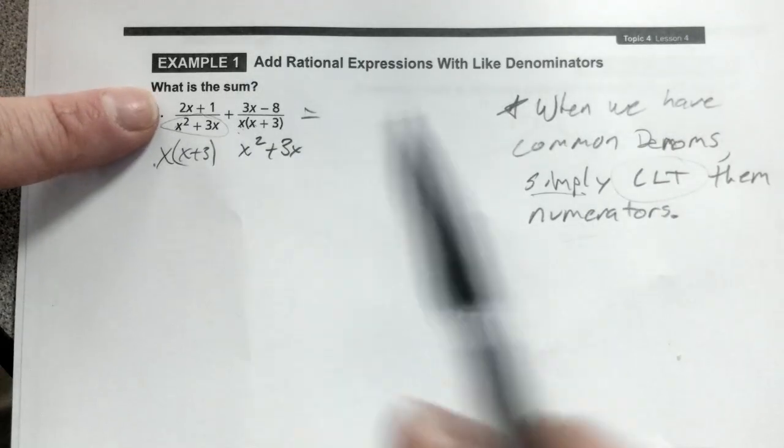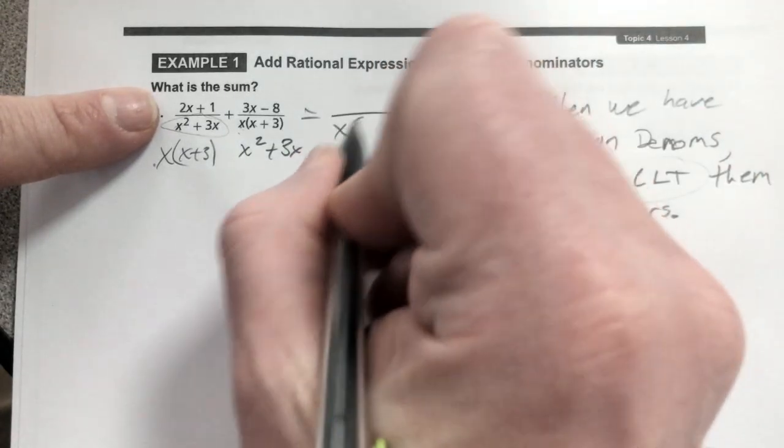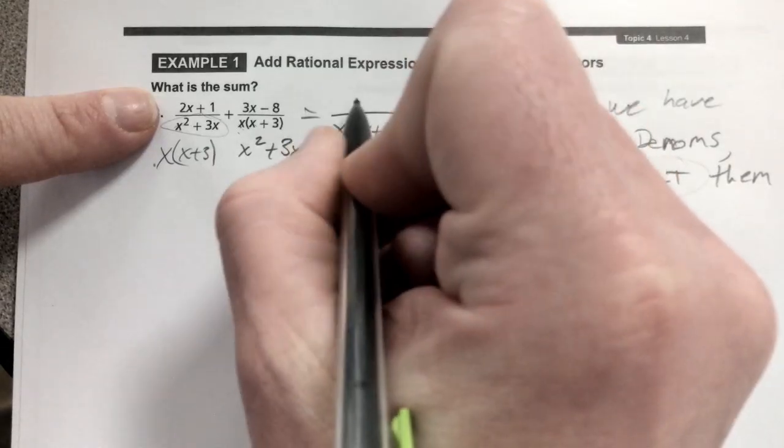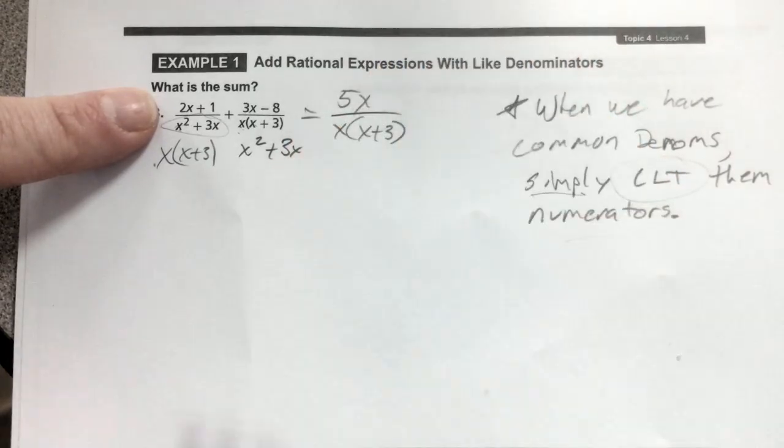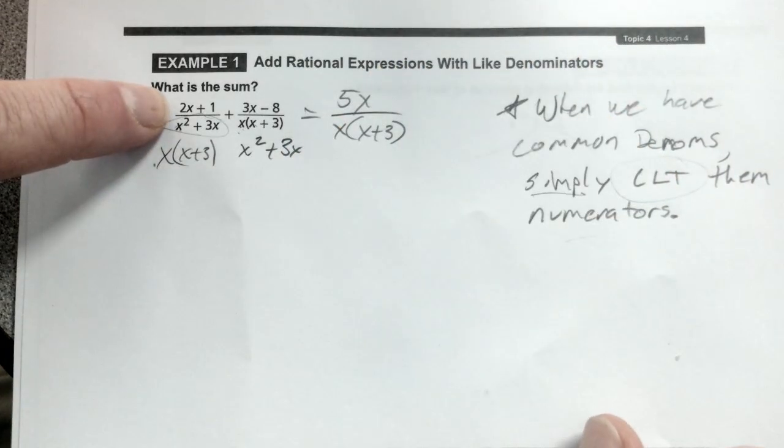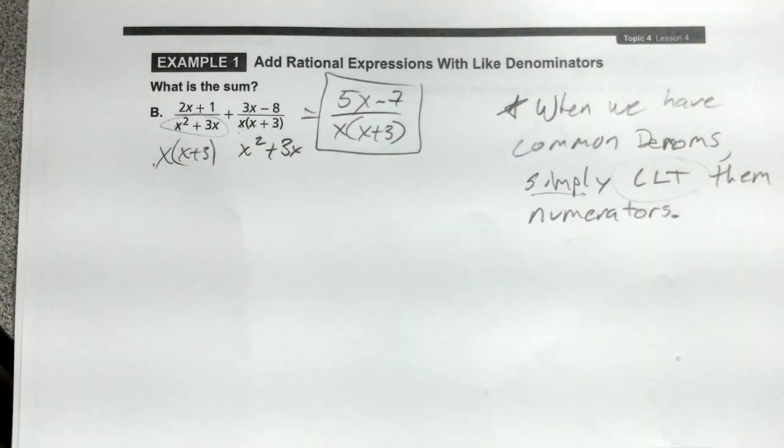All right, so when we combine like terms with the numerators, what are we left with? Ooh, close. I agree to the 5x. Minus 7. Yeah, good job. Nice. Way to go.